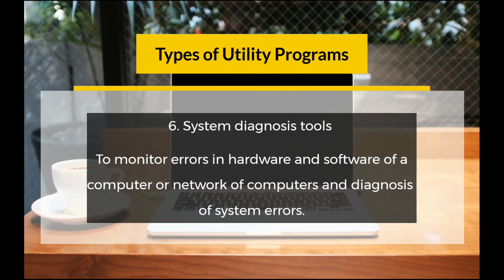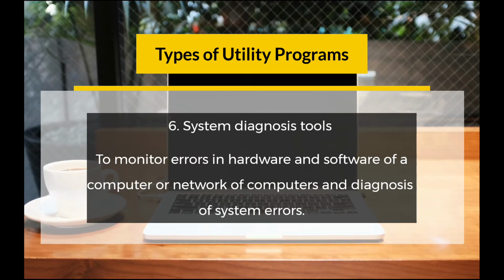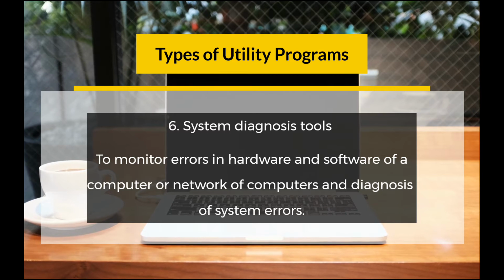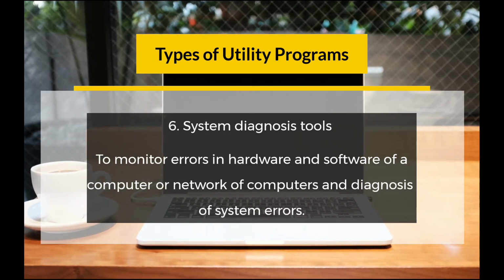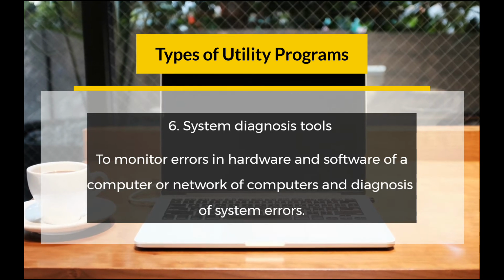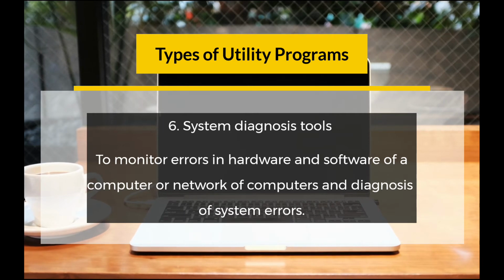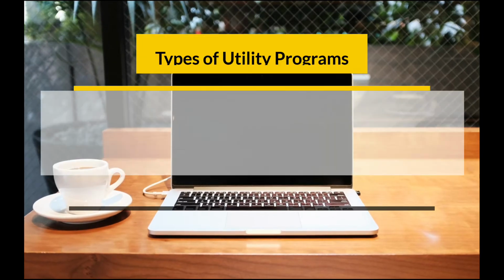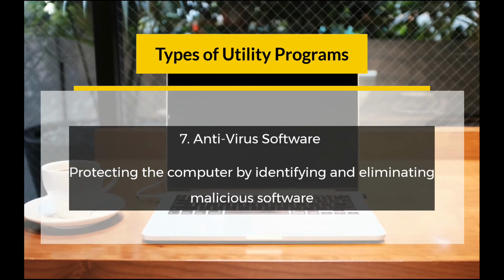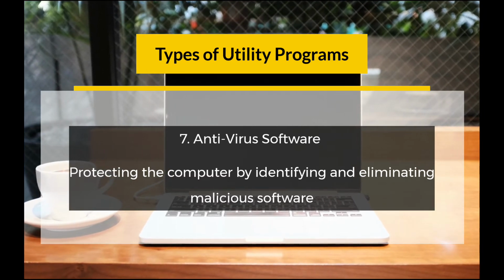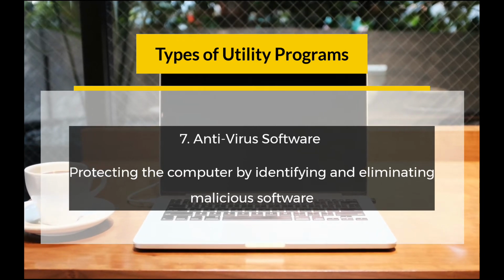Number 6. System diagnosis tools. System diagnosis tools are used to monitor errors in hardware and software of a computer or network of computers and diagnosis of the system errors. Number 7. Antivirus software. Antivirus software protects the computer by identifying and eliminating malicious software.